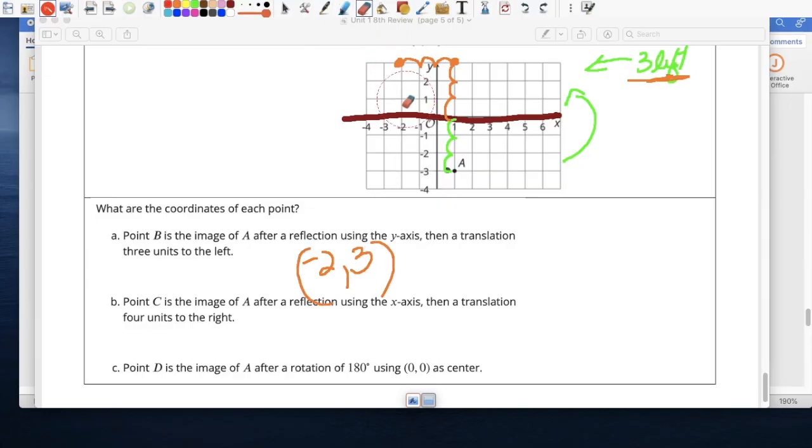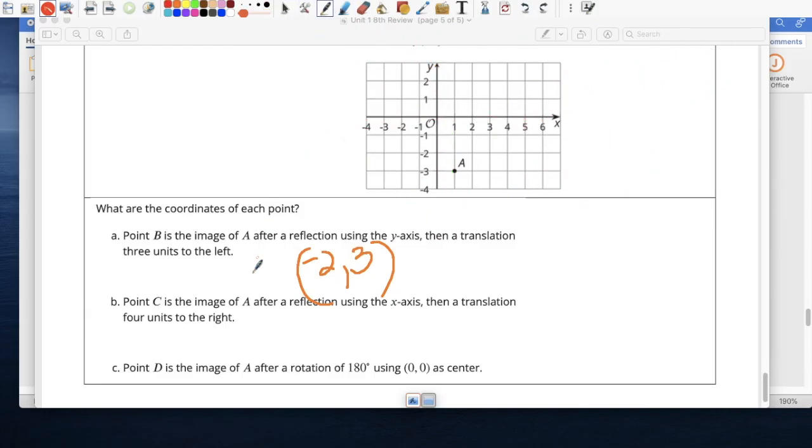Okay. C is an image of A after reflection over the x-axis. Ooh, I think I did that wrong. I'm going to go back. This was wrong. So I did it wrong. So I'm going to do A again. So A says reflection over the y-axis, and here's my y-axis. I did that completely wrong.